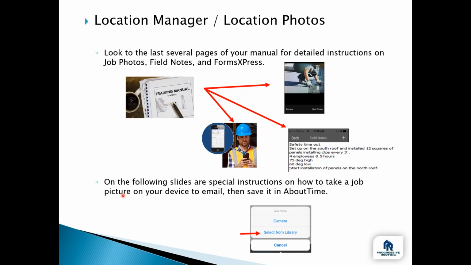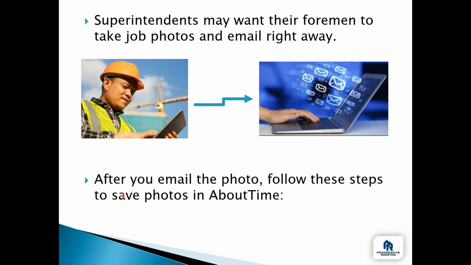Now, on the following slides, there are special instructions on how to take a job picture on your device to email it to either your superintendent, branch manager, or customer, and then save it later in About Time. Many superintendents want their foreman to take job photos throughout the day and email it to them. Here is a way to accommodate the superintendent's request, or customer as a matter of fact, and save these photos in About Time. And just as a side note, you cannot email photos from About Time from your app. You have to take them on the phone, email them, and then bring them in.